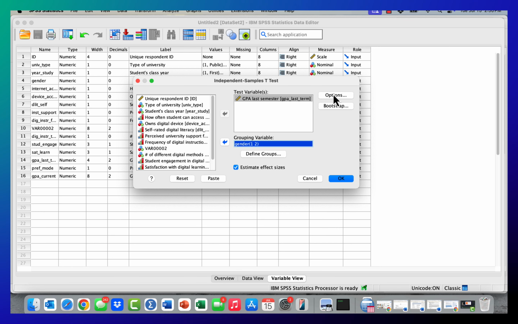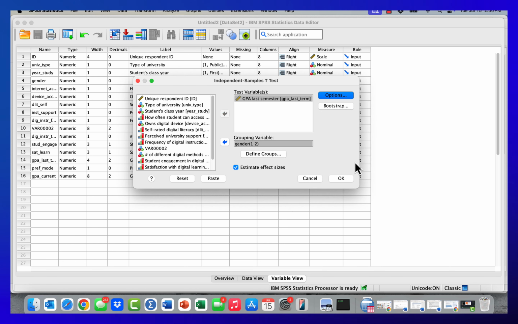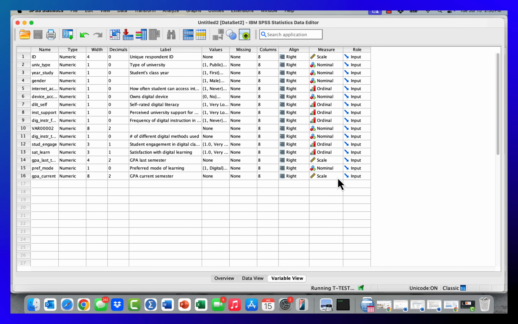So now our menu is ready to go. As with before, we're going to keep the 95% confidence interval. That'll give us the results, assuming that p is less than 0.05, or 95% confident that our results can be generalized to the population. So this is what we need, and we'll just hit OK to run our tests.